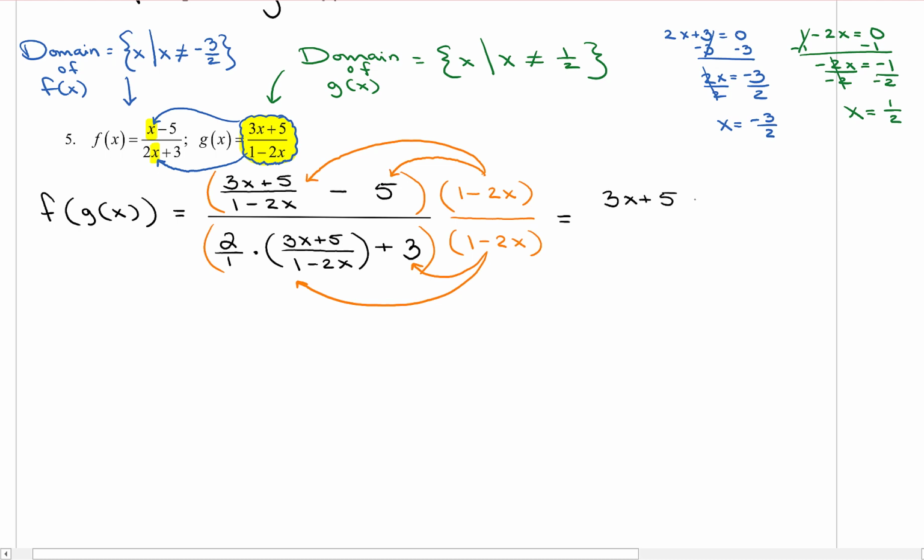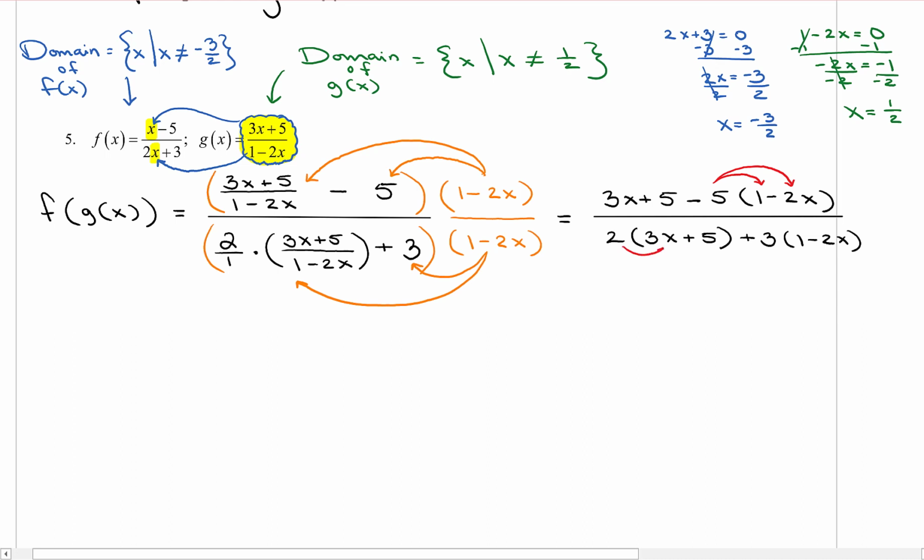The 1 minus 2x's will cancel out, and I'll just be left with 3x plus 5. And then that minus 5 will be distributed to that 1 minus 2x. Okay? When I multiply in the denominator portion, the first part, the 1 minus 2x's will cancel out. And I'll just have to multiply that 1 minus 2x to that 3. All right, let's go ahead and simplify this out as much as we possibly can. So we're going to end up here with f of g of x is equal to, let's put a fraction bar here.